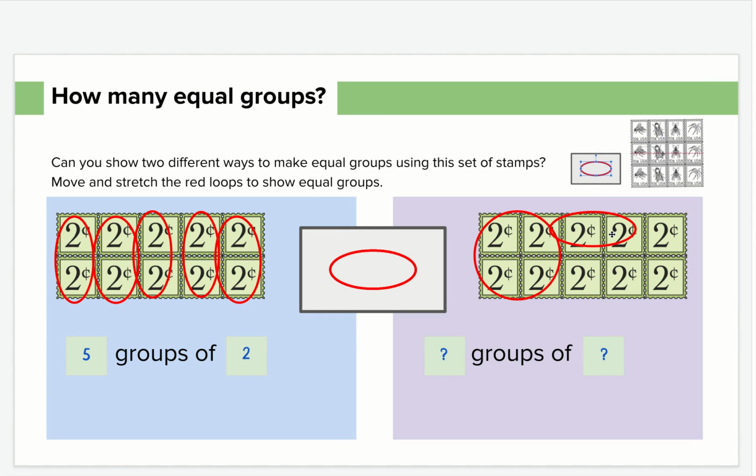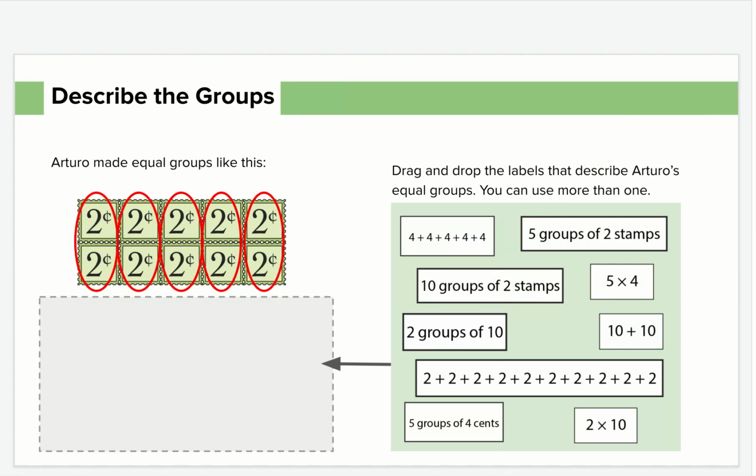Oh, you know what? Maybe what I could do is just make a big long group at the top. That's the way. And then another big long group here. So now I have two groups, all the stamps I used, and there's 1, 2, 3, 4, 5 stamps in each group. So this one is 2 groups of 5. Okay, so now I'm going to go to the next slide.